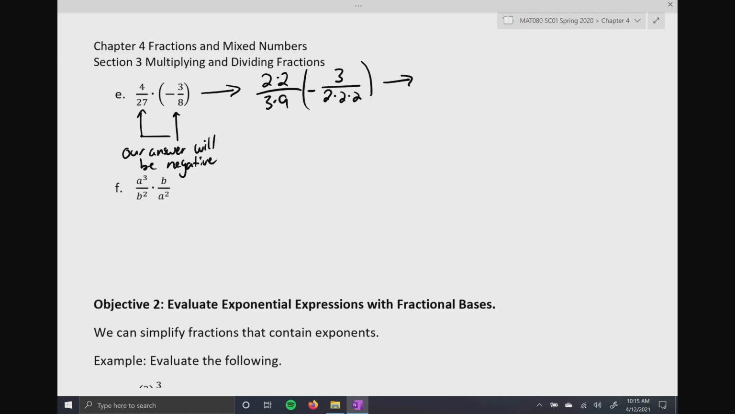So let's put it in order. I know the answer is going to be negative, so I put a negative symbol out front. I'm going to write the numerator in order: 2 times 2 times 3. And then my denominator: 2 times 2 times 2 times 3 times 9. So all I'm doing is just writing it in order.